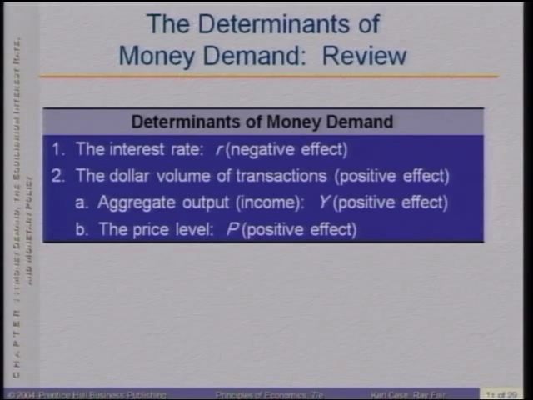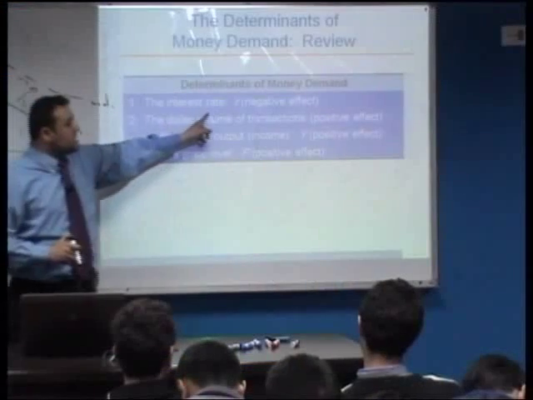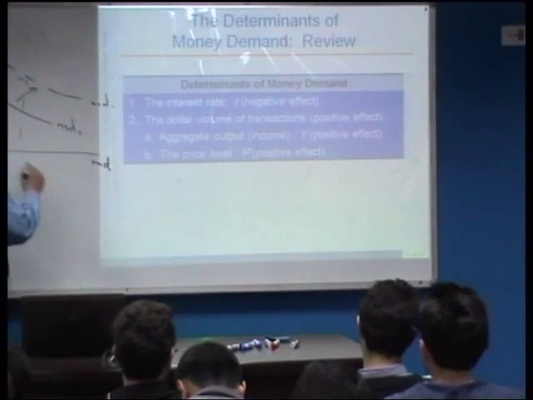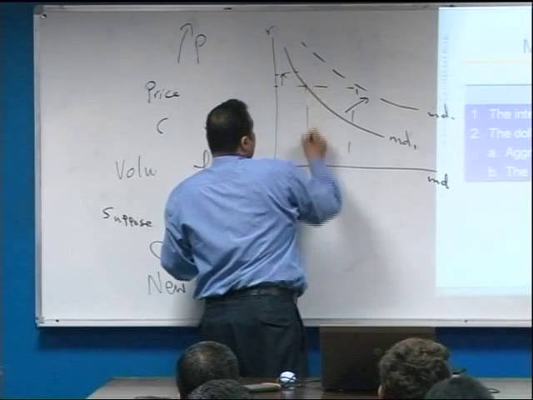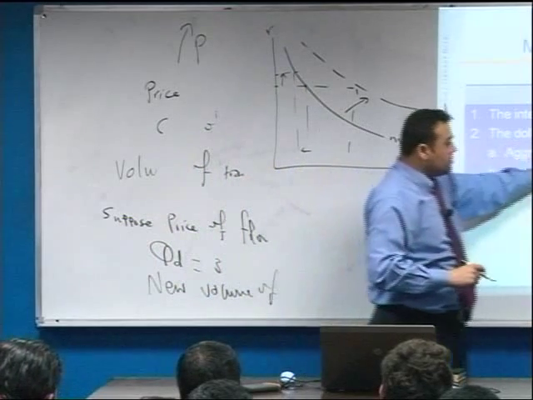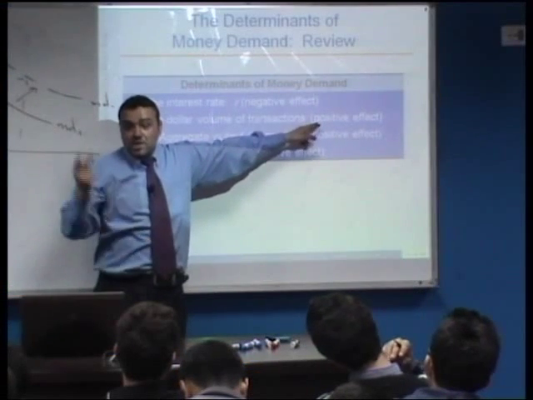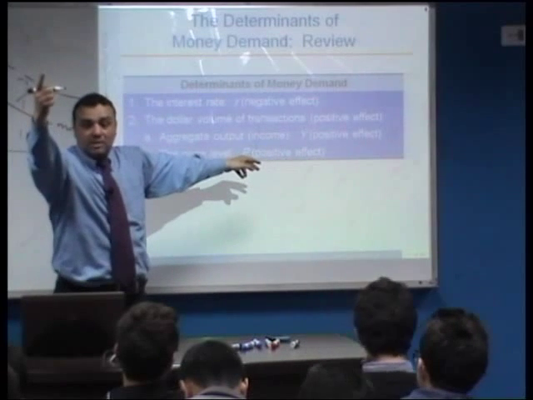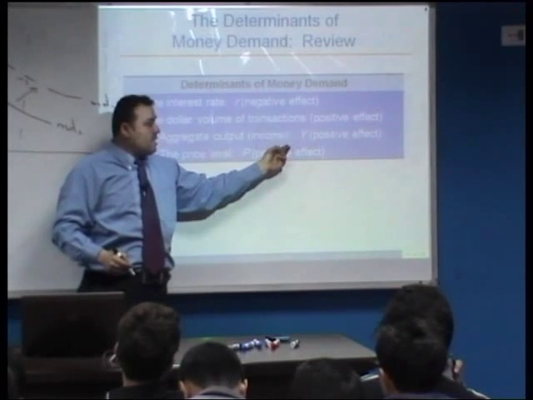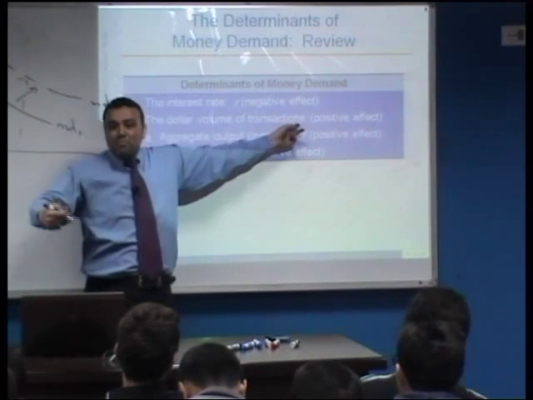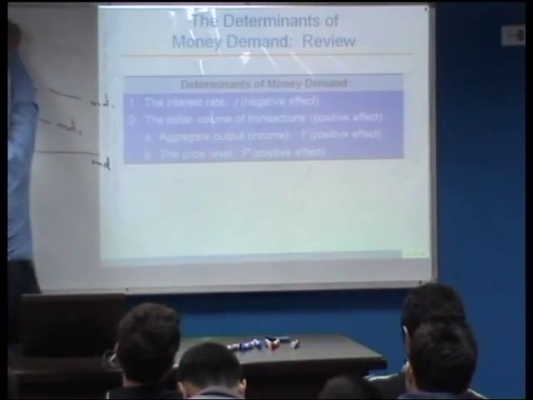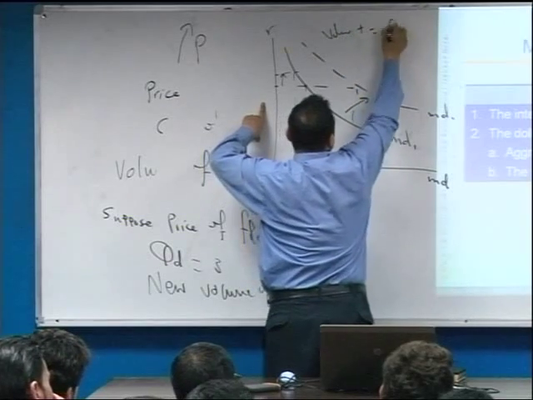This review of ours tells us that the interest rate is negatively related to money demand, or the quantity of money demanded. As we mentioned, increasing R decreases the quantity of money demanded. Right? Also, the dollar volume of transaction is positively related. Why? Because it is positive with the prices and the quantity of goods, or the number of transactions. Here the aggregate output or income: when income increases, the number of transactions would increase. Right? So the volume of transaction equals P times Q.